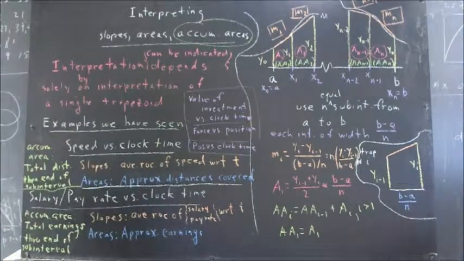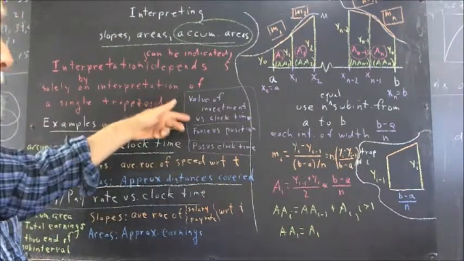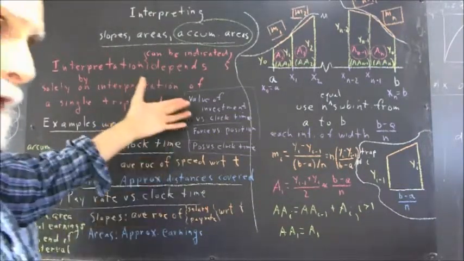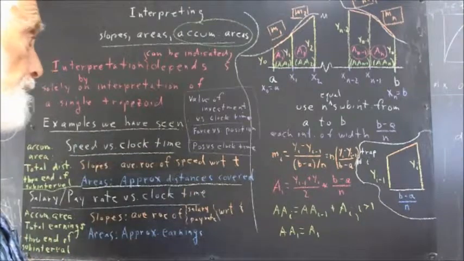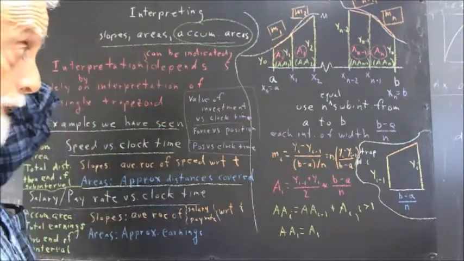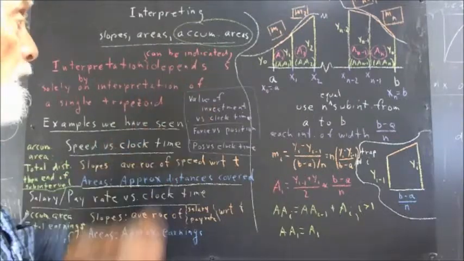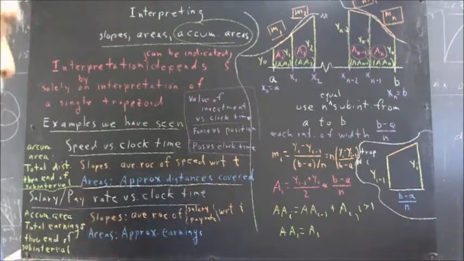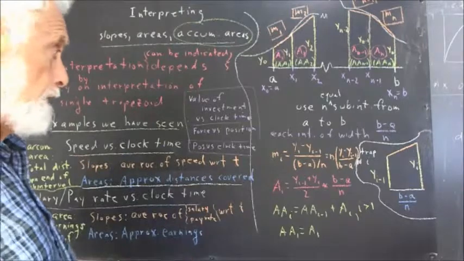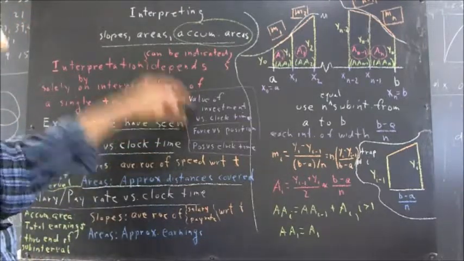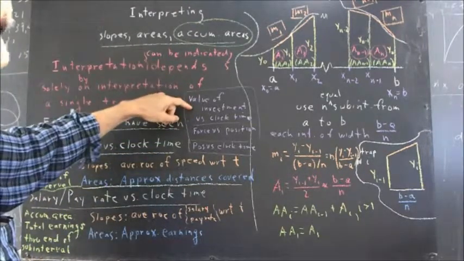Other examples, value of an investment versus clock time. What do slopes represent? What do areas represent? Slopes represent rates of change of the investment with respect to clock time. How quickly is your investment changing at a given time or on the average on a given interval? And the area has no significant interpretation, as we've seen.